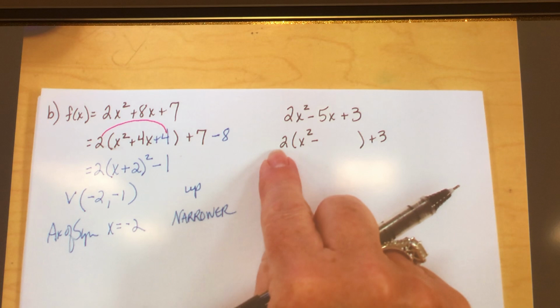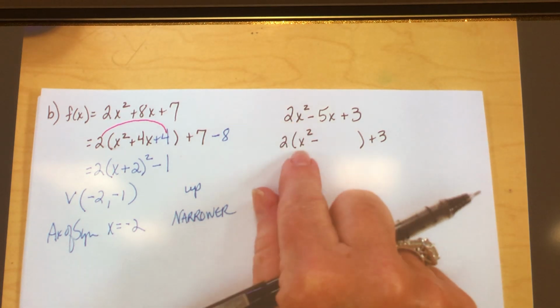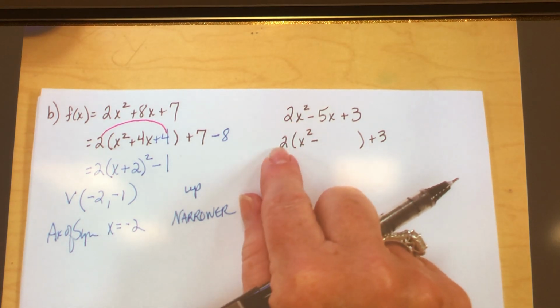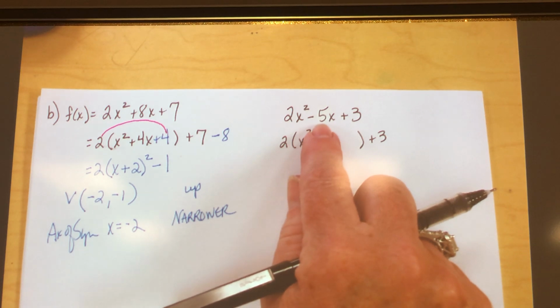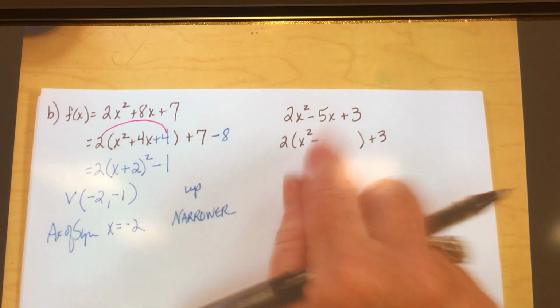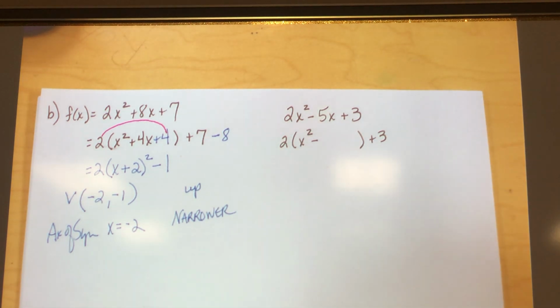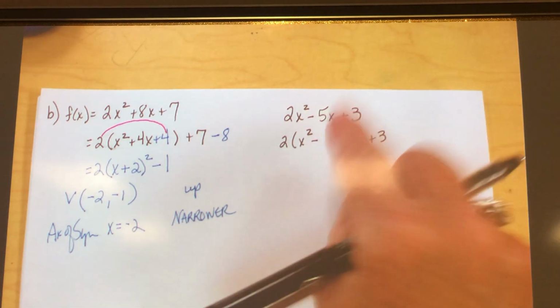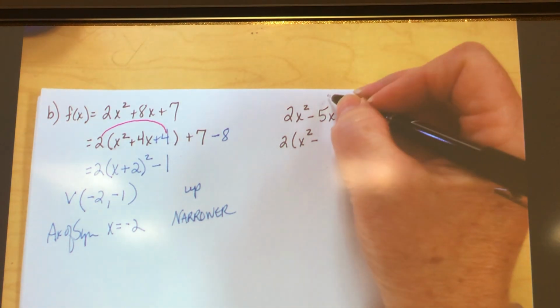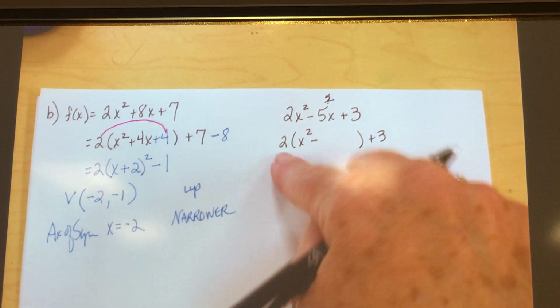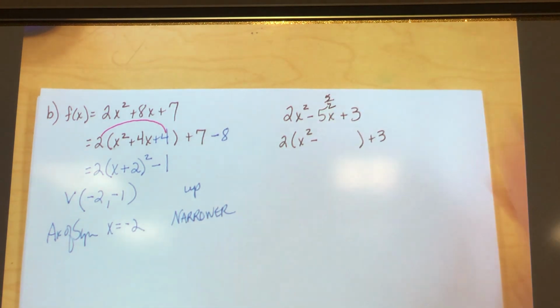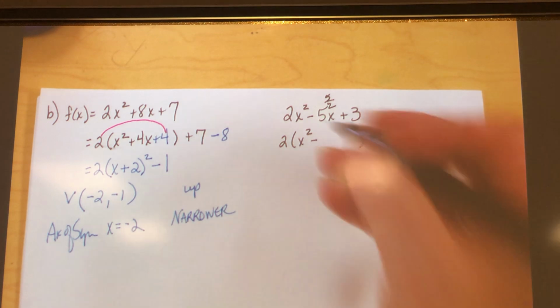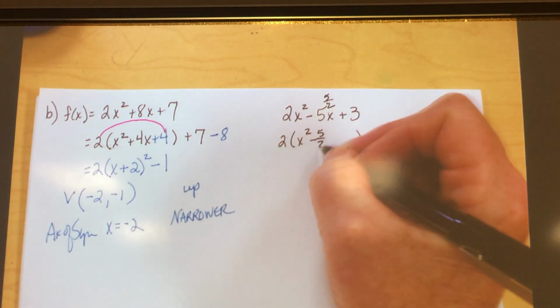So what do you multiply 2 by to get a 2x squared? x squared. What do you multiply 2 by to get a negative 5x? 2.5x. Oh, decimal. 5 over 2. Yeah, all you do is take this guy and divide him by whatever you're trying to take out. If it reduced, I would reduce it, but 5/2 doesn't reduce. So he becomes 5/2 x.